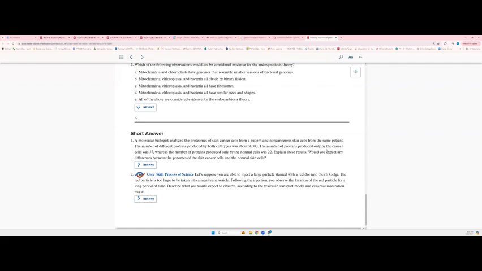The number of proteins produced only by the cancer cells. The number of different proteins produced by both cell types. The number of proteins produced only by cancer, or the number of proteins produced only by the normal cells.